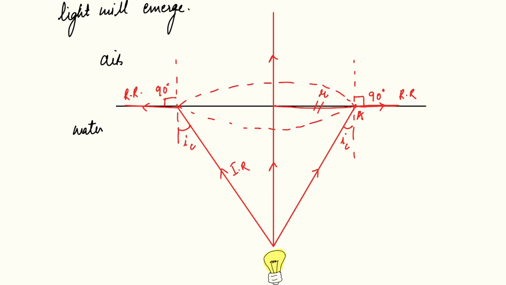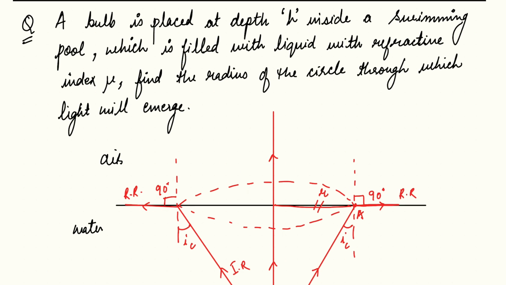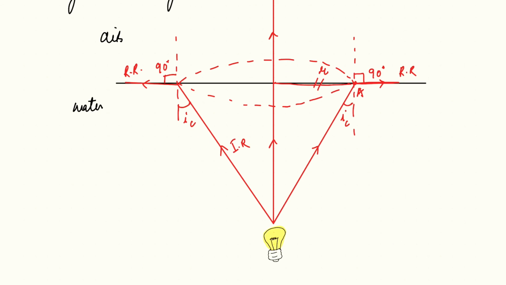You have to find out the radius, the value of r, right? Okay, great. Now you have to understand what is given in the question. It's given that the depth is h. All right, so this will be your h, right?